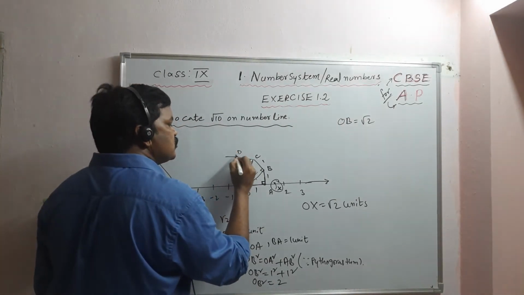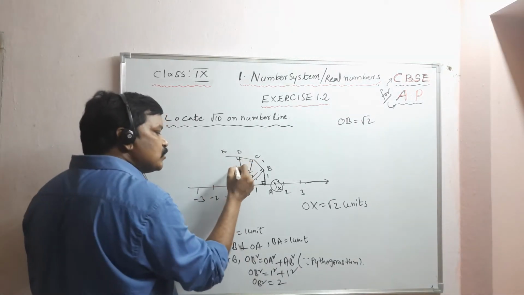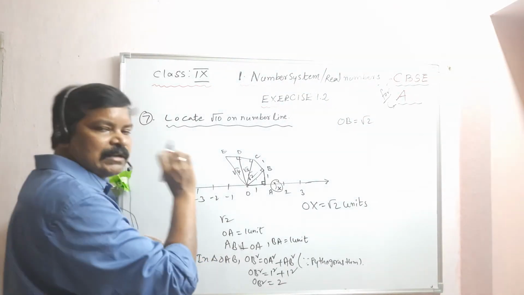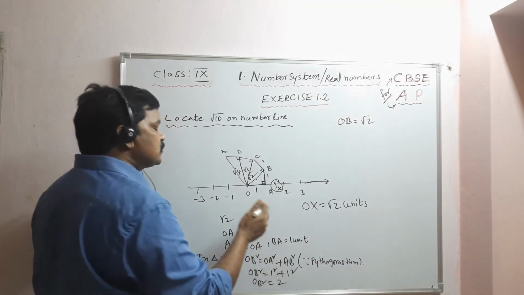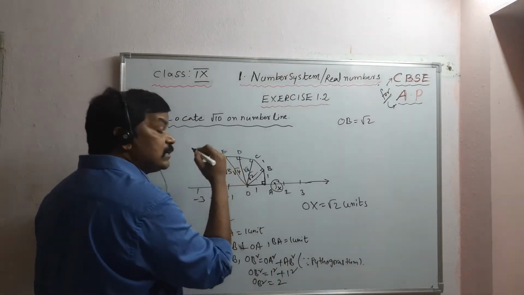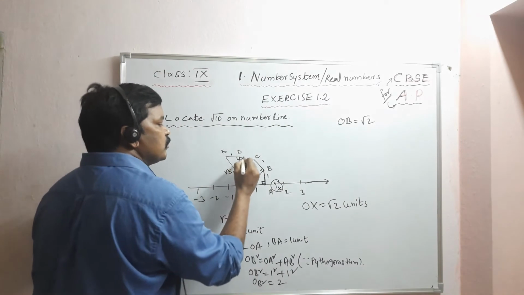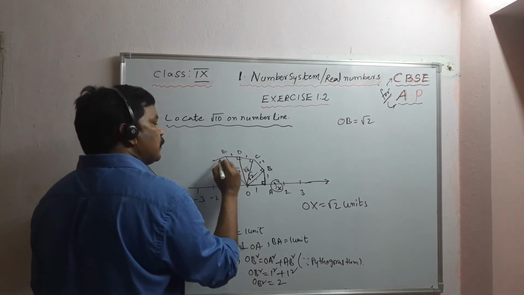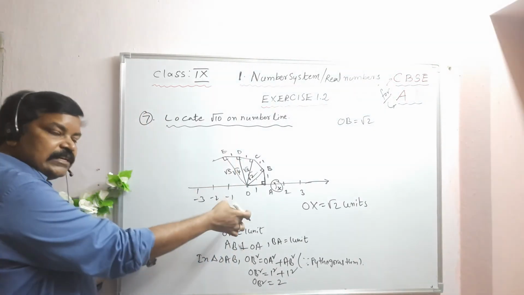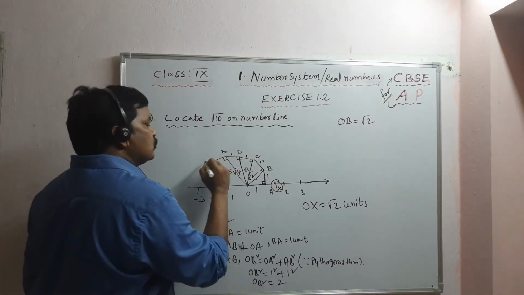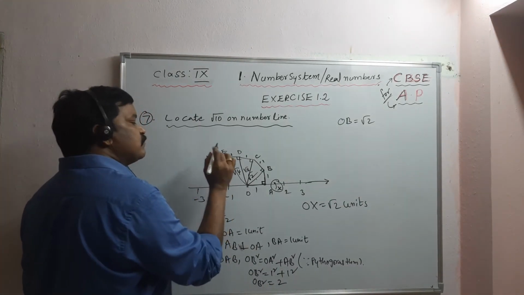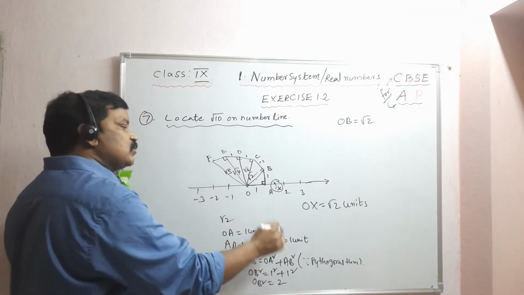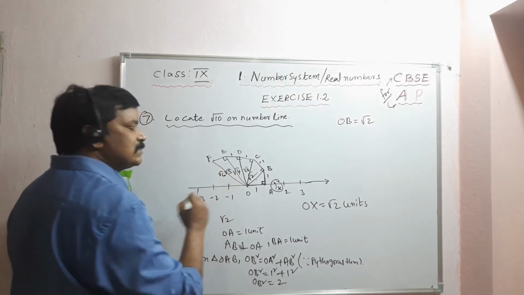Again continue, children. This is E. That means this DE is perpendicular to OD. And again join this ED. Right. So by using Pythagoras theorem, ED is root 5. So this is 1 unit, 1 unit, 1 unit, like that. Again draw a perpendicular to EO. This is F, EF. This EF is 1 unit. Now join this line. Now, according to Pythagoras theorem, this FO is root 6 units.